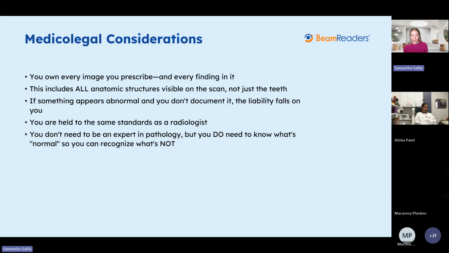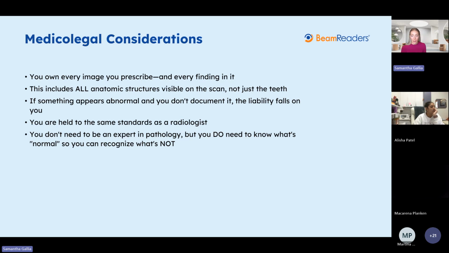You are held to the same standard as a radiologist. I know that sounds scary, but that's just like every aspect of dentistry, right? If you're going to do a root canal, you're held to the same standards as an endodontist. You don't need to be an expert in pathology, but you do need to know what's normal so you can recognize what's not. That's the most important thing.